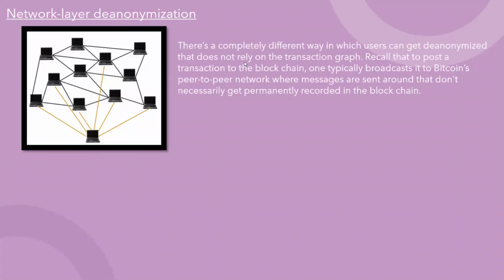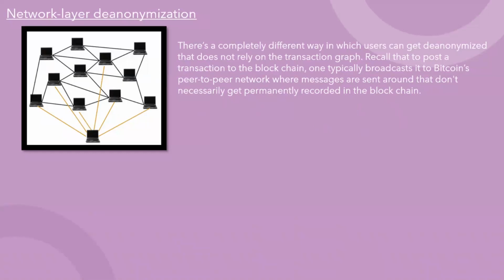Network layer de-anonymization. There's a completely different way in which users can get de-anonymized that does not rely on the transaction graph. Recall that to post a transaction to the blockchain, one typically broadcasts it to Bitcoin's peer-to-peer network. This is the image and the topology of the peer-to-peer network, where messages are sent around that don't necessarily get permanently recorded in the blockchain. In networking terminology, the blockchain is called the application layer, and the peer-to-peer network is the network layer.